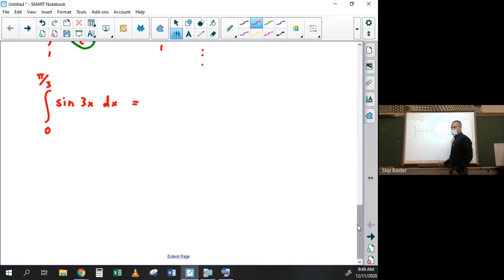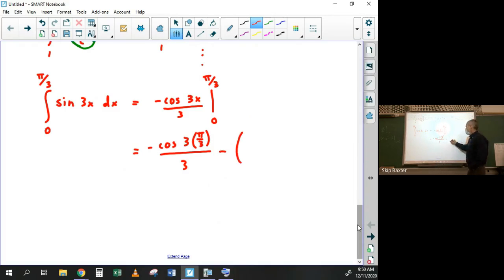So the integral of sine 3x would be negative cosine 3x over 3, right? The integral of sine is negative cosine, from 0 to pi over 3. So it's the same thing, right? This is just going to be negative cosine of 3 times pi over 3 minus negative cosine of 3 times 0 over 3. And then I can evaluate this.